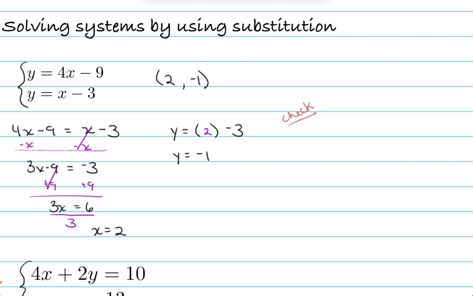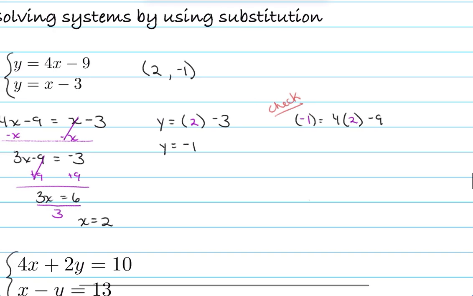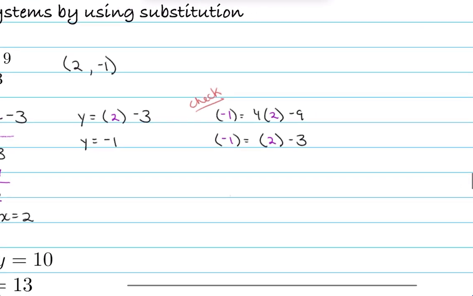Okay, so I have a y value. So I'm going to do negative 1, that's my y value, equals 4 times my x value, which is 2, minus 9. Okay, and I'm also going to go ahead and plug it into the other one. That also equals y value, which is negative 1, equals my x value, which is 2, minus 3. Okay, and then all you're going to do is evaluate those.